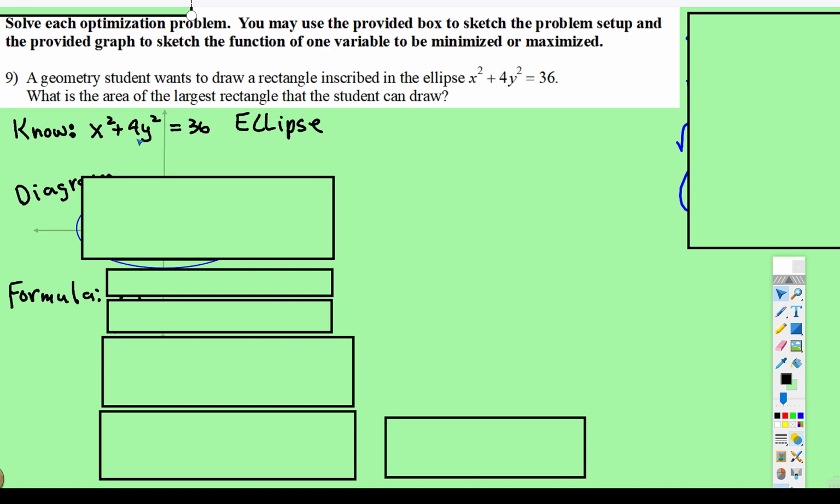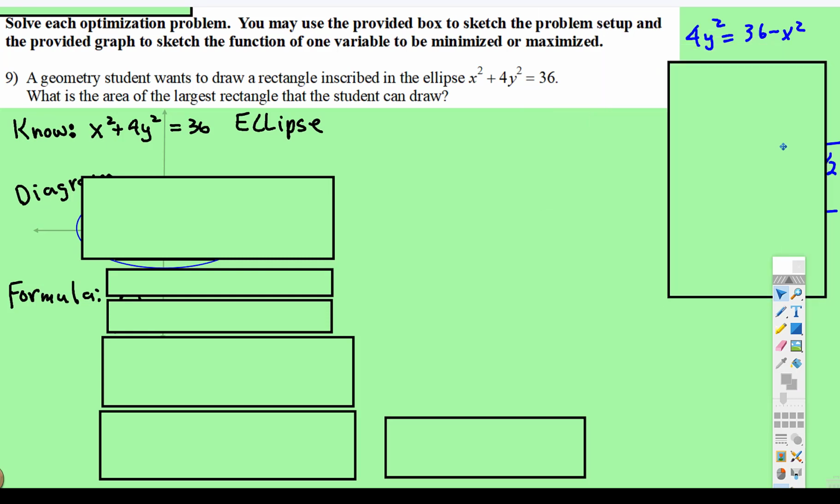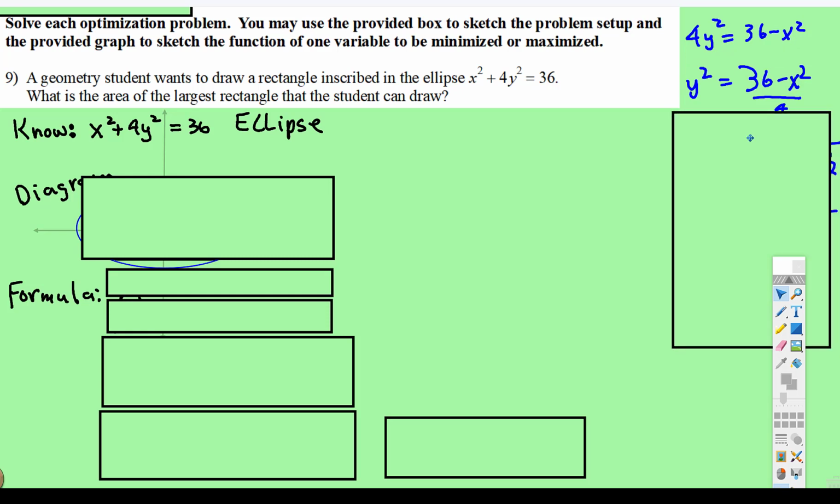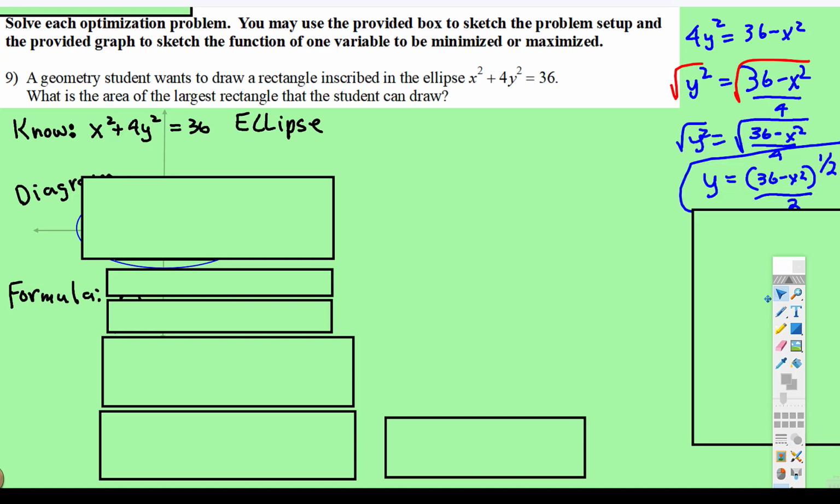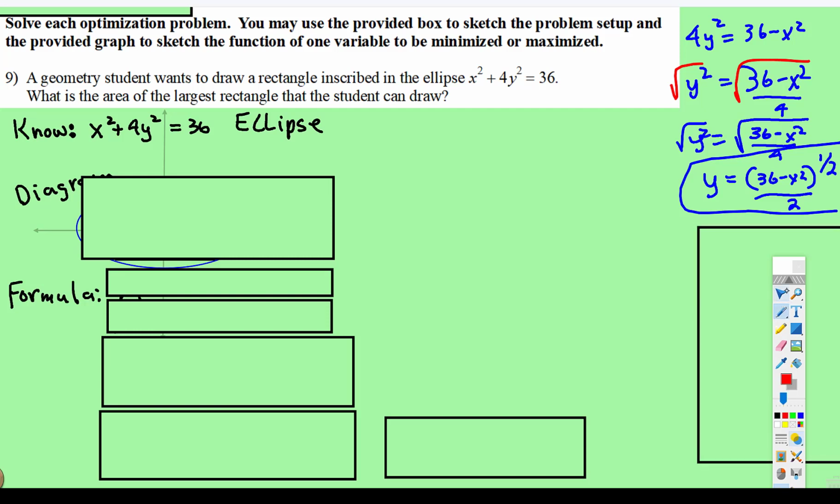So to get y by itself, I'm first going to subtract x squared and then divide everything by 4, which is what I did there. I subtracted x squared from both sides. Now I'm going to divide everything by 4. But this is y squared, so I'm going to take the square root of both sides. Remember, the square root of 4 you can simplify. So the square root of y squared is y, and I'm going to rewrite it to the 1/2 power, and that's now going to be over 2, right?